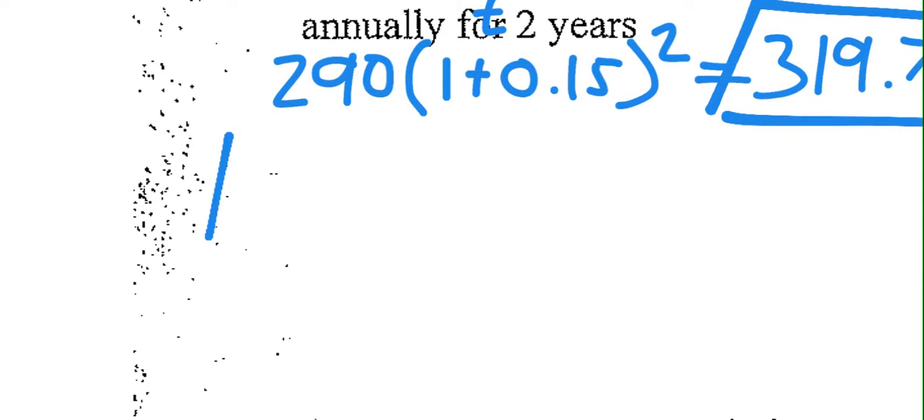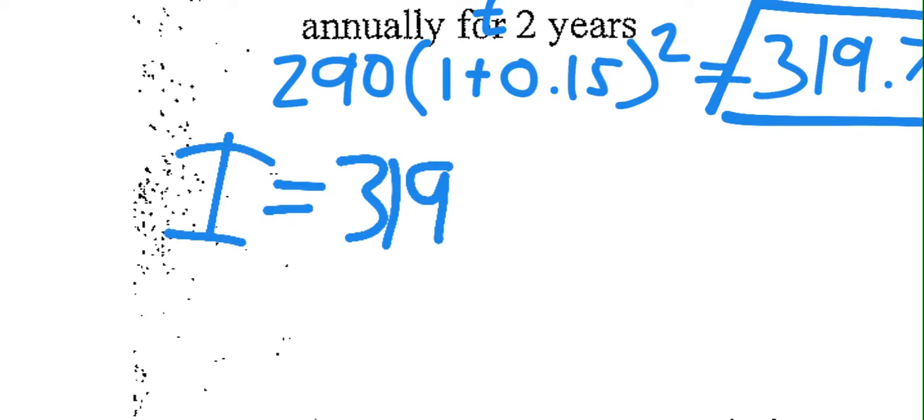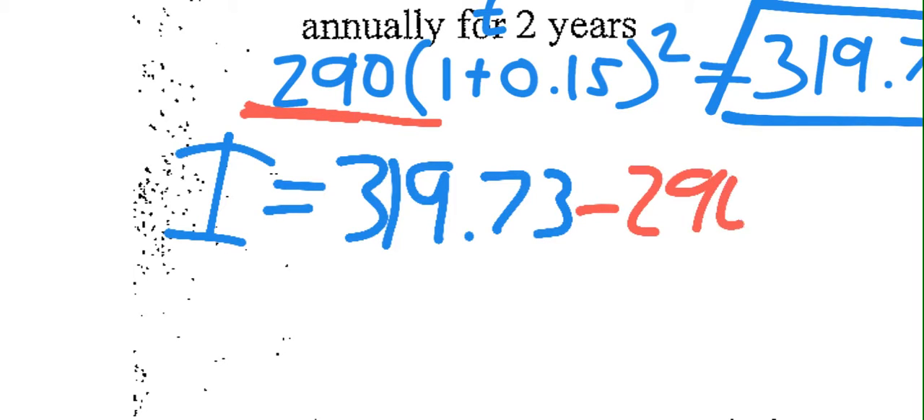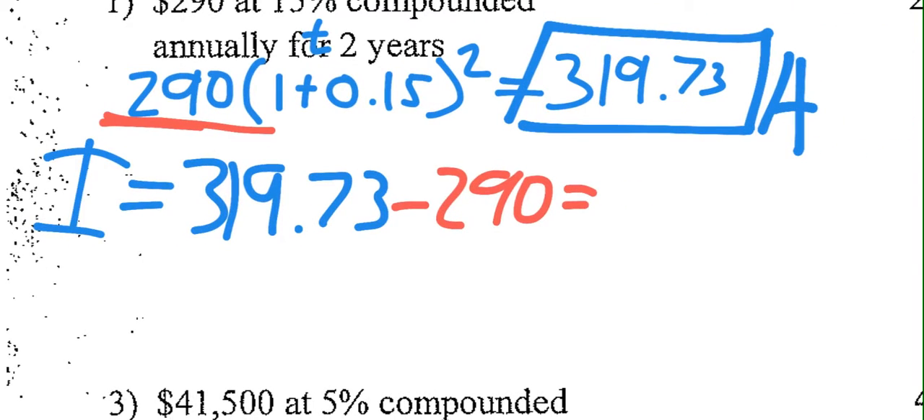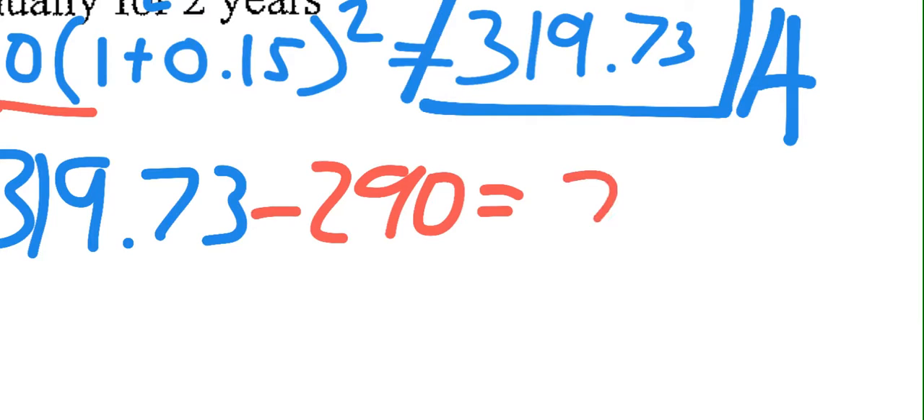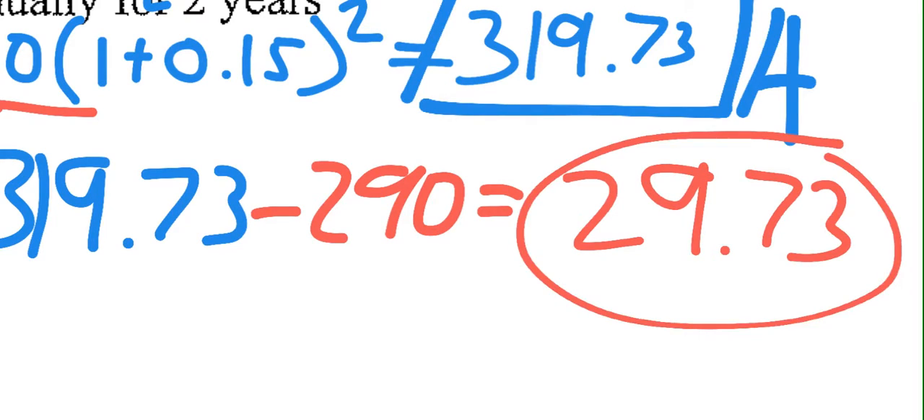If I want to know the interest, I have to take the $319.73 and take away my principal, the 290. So if I subtract 290, that's going to leave me with just the interest on this one. I'm going to use the calculator real quick because I'm going to cheat. So that gives me $29.73 in just interest. I'm going to put that in there too.